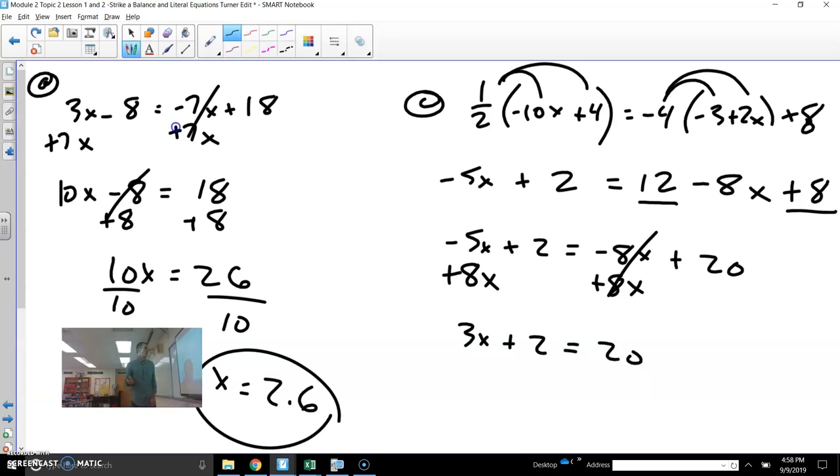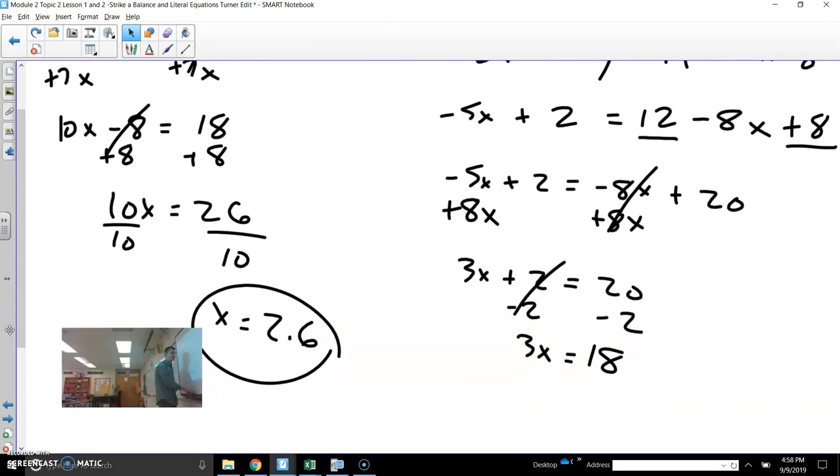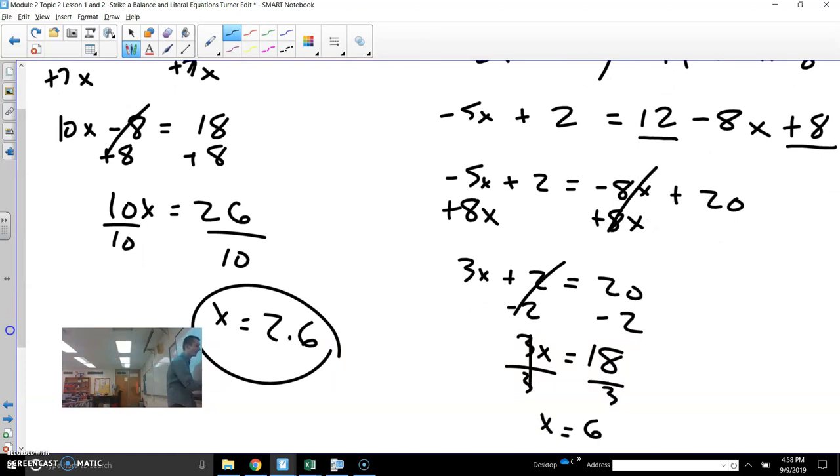And now, for the first time I think that we've used in this exercise, we're going to use the subtraction property of equality to put 2 and 20 together. So that would be 3x equals 18. And then the very last step, the opposite of multiplication, is using the division property of equality to get x equals 6. So try those with the other problems.